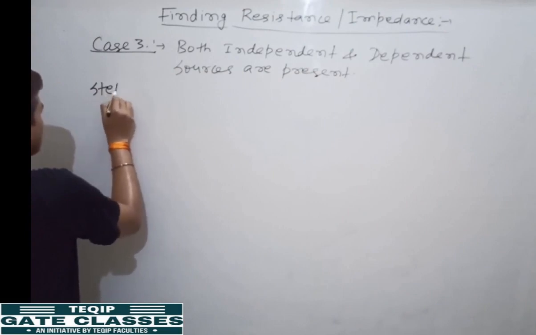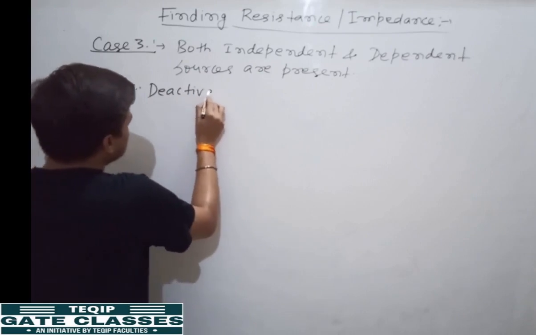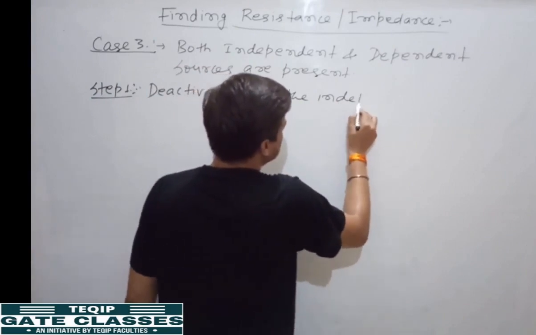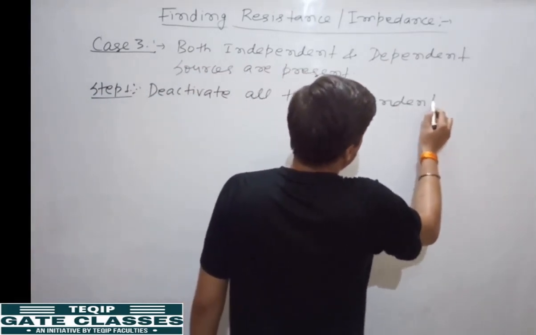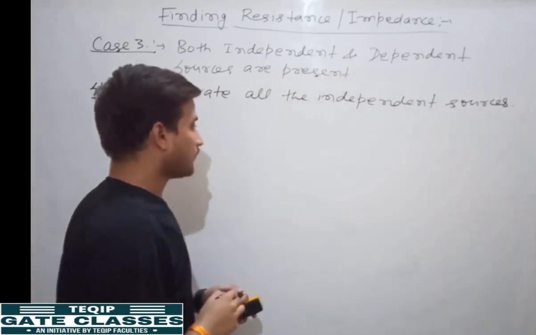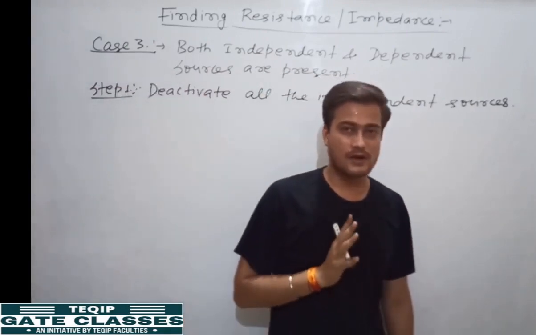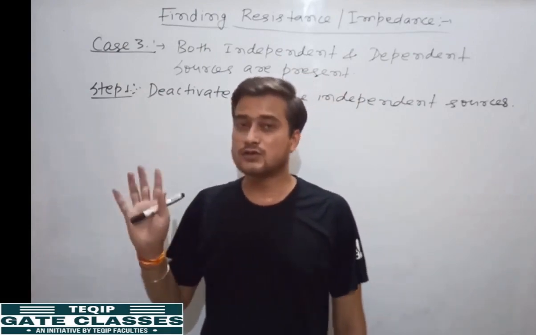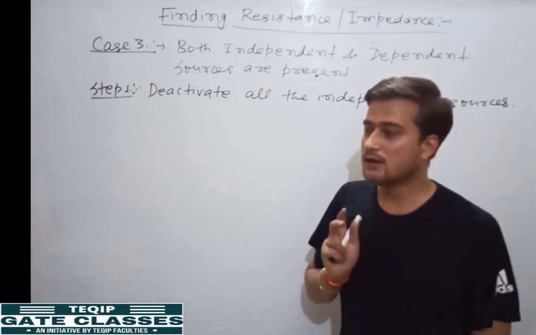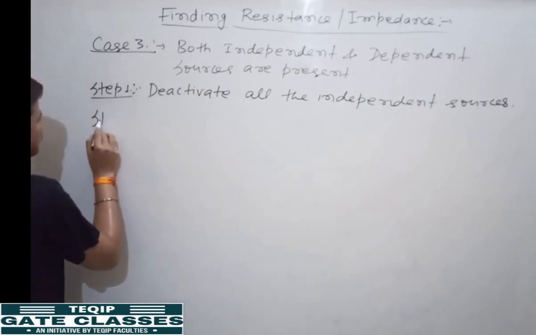Step 1: deactivate all the independent sources. If there is any independent source in the circuit, you will have to deactivate all the independent sources. But you are not going to do anything with the dependent source, because I have already explained you can never deactivate a dependent source. Clear?